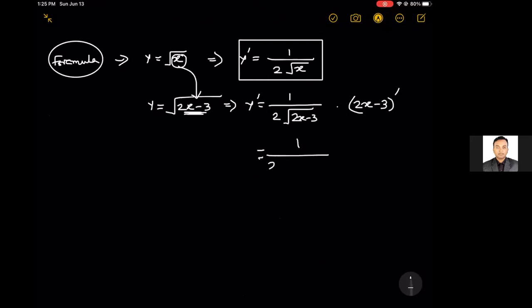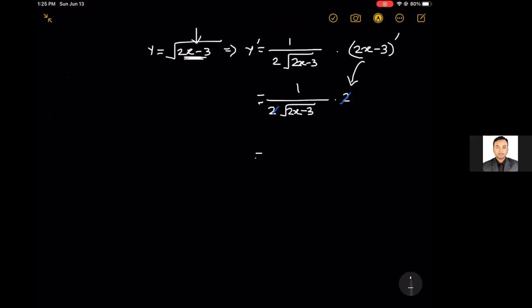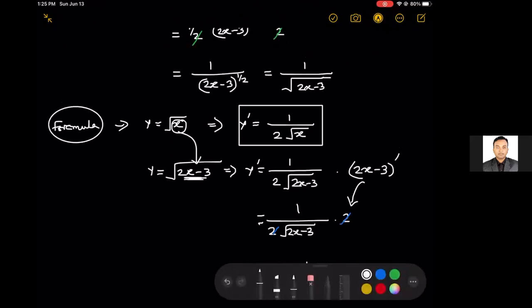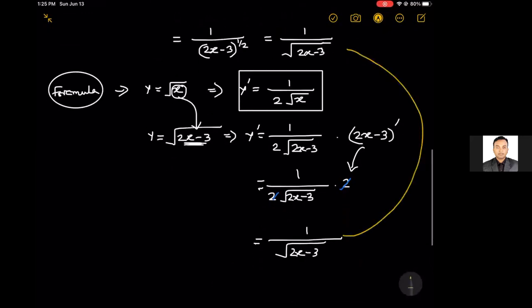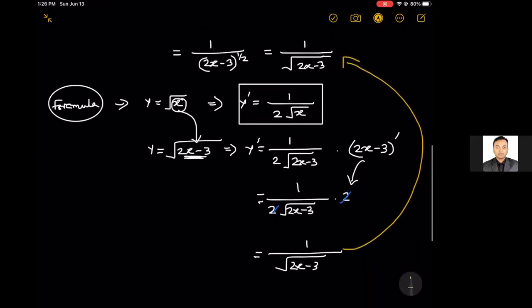So let's keep it like it was, 2x minus 3. And the derivative of this is 2. We know that. And again, if we cancel these two, we get 1 over square root of 2x minus 3. And this is exactly the same as this. So whichever you think would be convenient, you can just follow that. All right. Okay, so that's type 2.